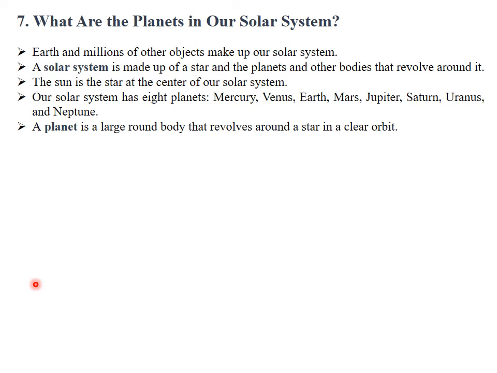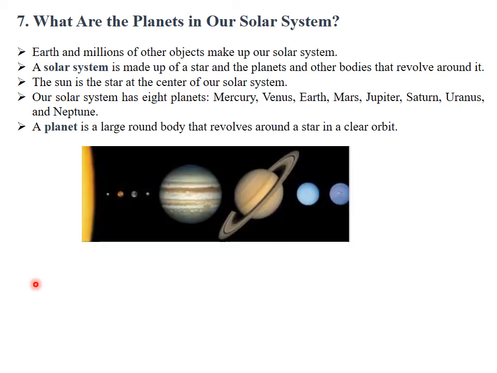A planet, by definition, is a large round body that revolves around a star in a clear orbit. So if we look at this picture, we can see that the Sun is the star at the center of our solar system, and we have 8 planets that revolve around it.